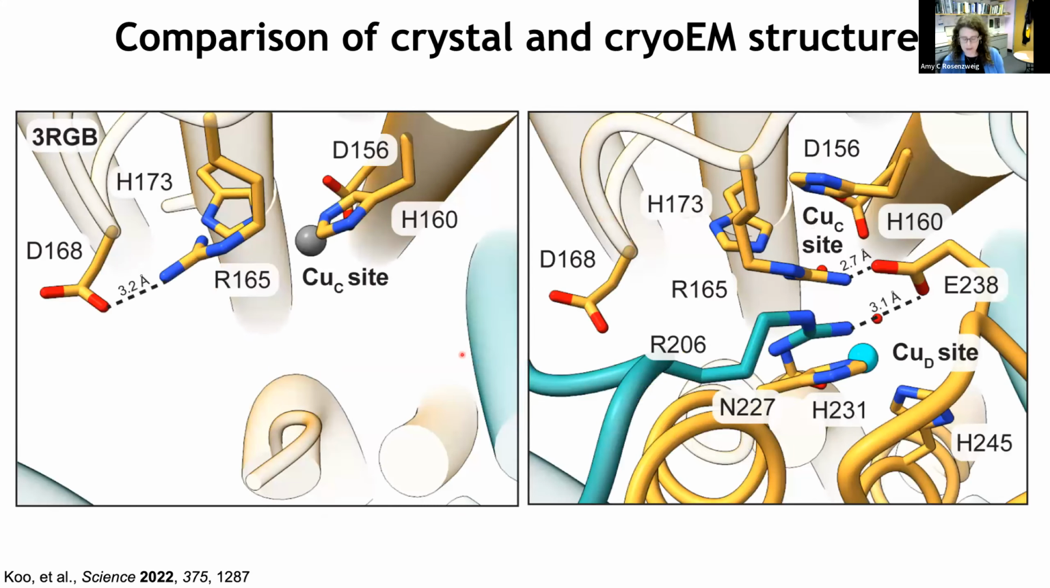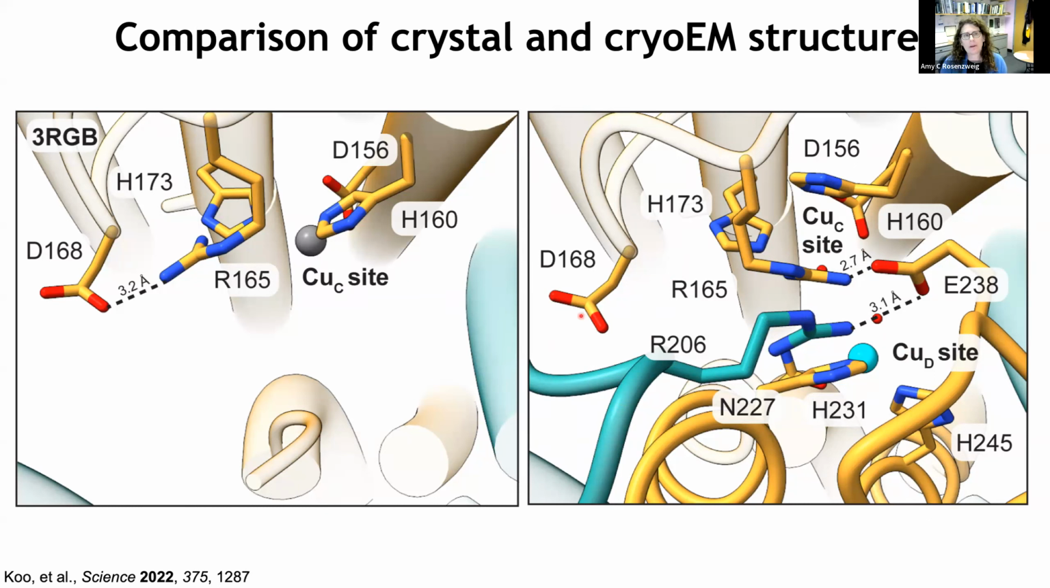So here is just a still view comparing the crystal structure here with the cryo-EM structure. So all of this is new in the cryo-EM structure. I didn't even talk about this, but we were also able to see some more of the PMO-A subunit, including this arginine, which kind of sticks into this region where the copper binding sites are.